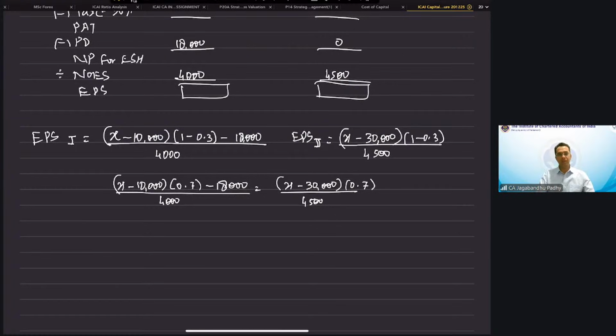Okay, so X minus 10,000 into 0.7 minus 18,000 upon 4,000. Other side, it's going to be X minus 30,000 into 0.7 upon 4,500. Can you just equate both and get the value of X, guys? Equate both of them and get the value of X.